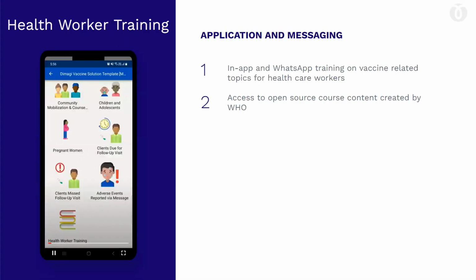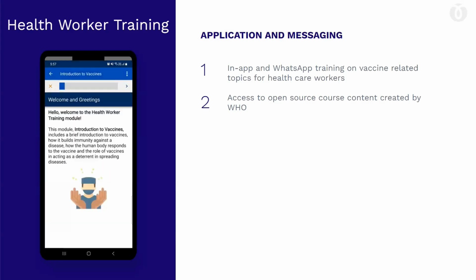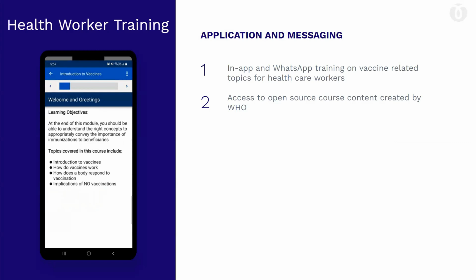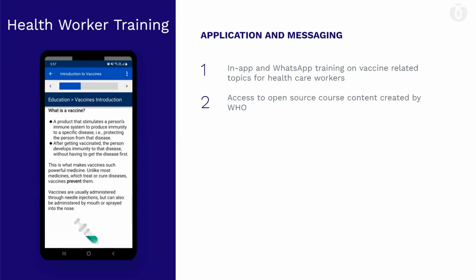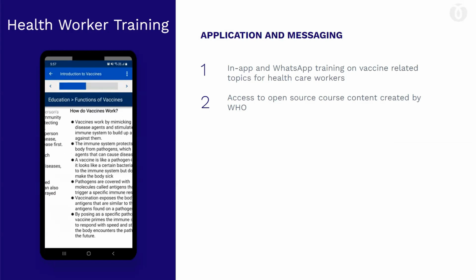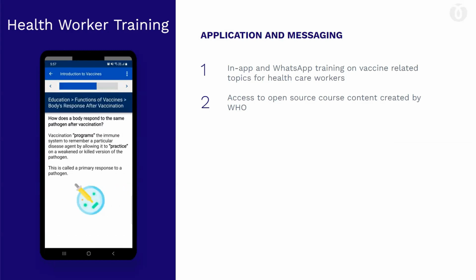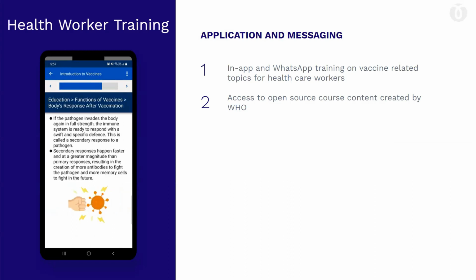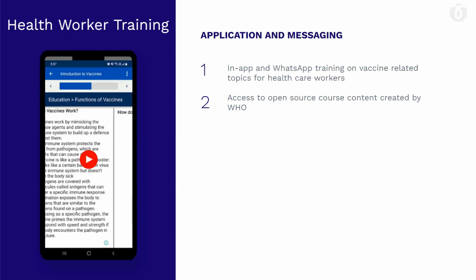The sixth and the final workflow in the solution is health worker training. This workflow includes pre-built training materials that are drawn from internationally recognized bodies such as the World Health Organization. While these materials are a good starting place, the real value of this workflow is the ability to quickly roll out new training materials to health workers as policies and guidelines change.